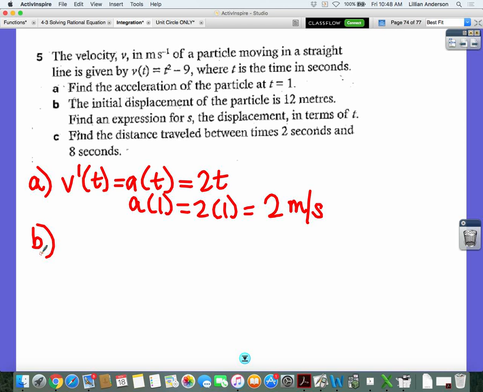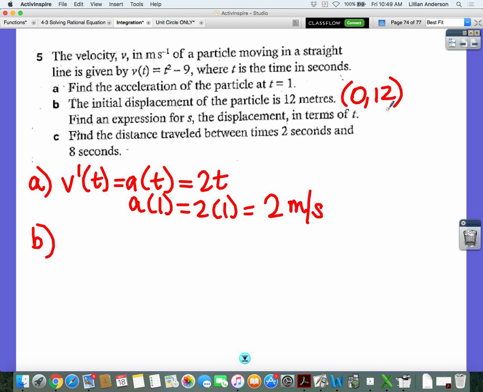It is going to be the antiderivative of velocity, but more specifically, you have an initial displacement when t is 0. So basically, this is giving you a point that you're going to plug in to find that C, that constant: 0, 12. So when time is 0, the particle is already 12 meters from its origin. If you're trying to find an expression for S, that means we're actually getting a full equation.